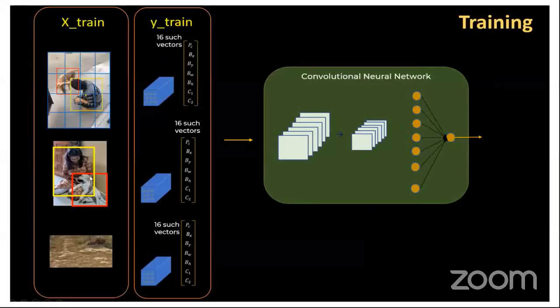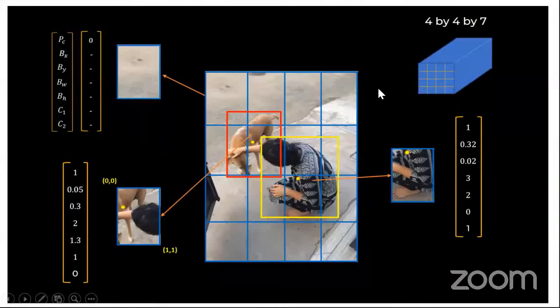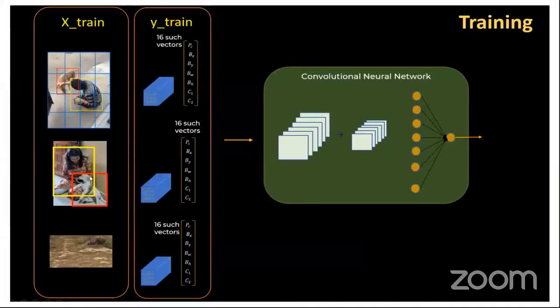Okay, so this is what it is. And for each grid cell, how many things will you have? 1, 2, 3, 4, 5, 6, 7. 7 things for one grid cell. So it will look something like this: you will have 4x4 as the dimension, and just imagine it has 7 channels inside of it. For each grid, it will look something like this. So you have to train it on this kind of data.